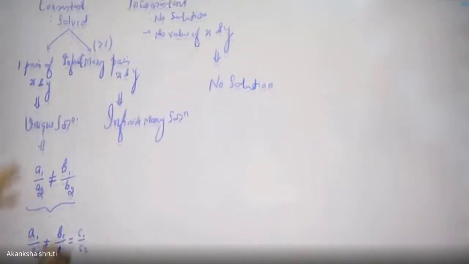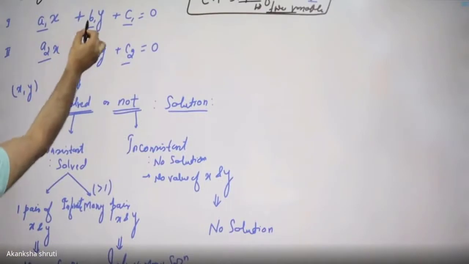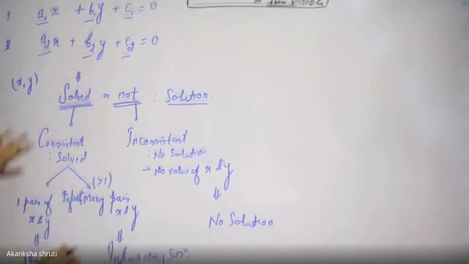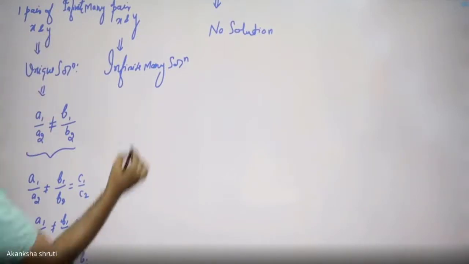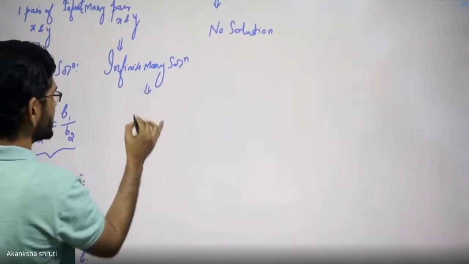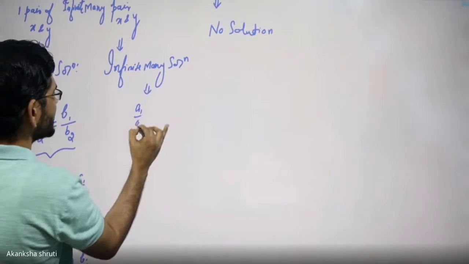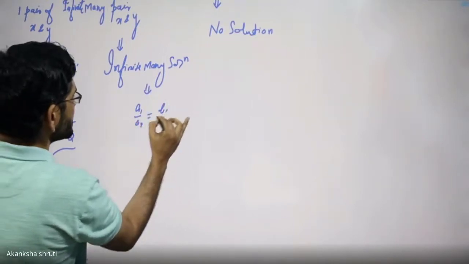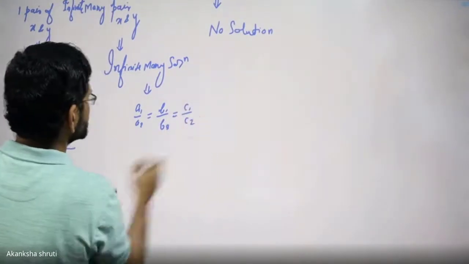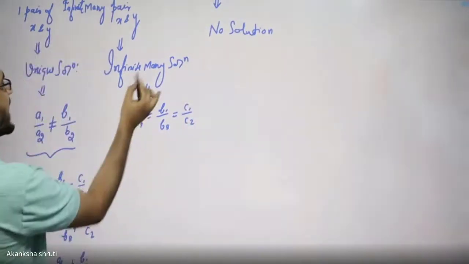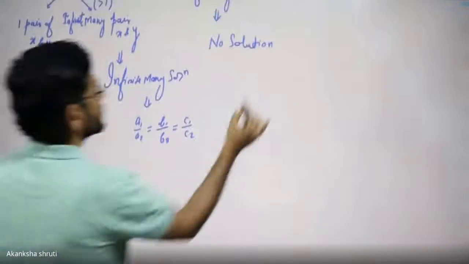If only the A1 by A2 ratio and the B1 by B2 ratio are unequal, then surely they can be solved and they have a unique solution. For infinitely many solutions, A1 by A2 should be equal to B1 by B2, and should also be equal to C1 by C2. So if this situation is satisfied, it will have infinitely many solutions.